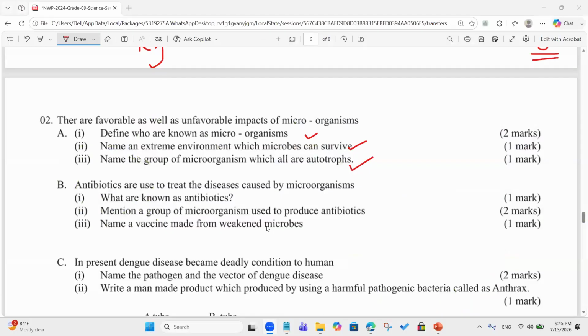Antibiotics are used to treat diseases caused by microorganisms. What are known as antibiotics? Yes, can you try? It's better if you can give the answer, right? Otherwise, I will tell you the answer, but it is better if you make an attempt, right? What are antibiotics? Remember that part?